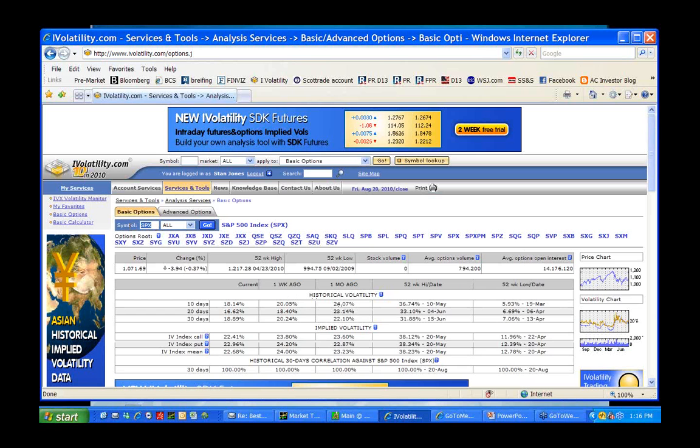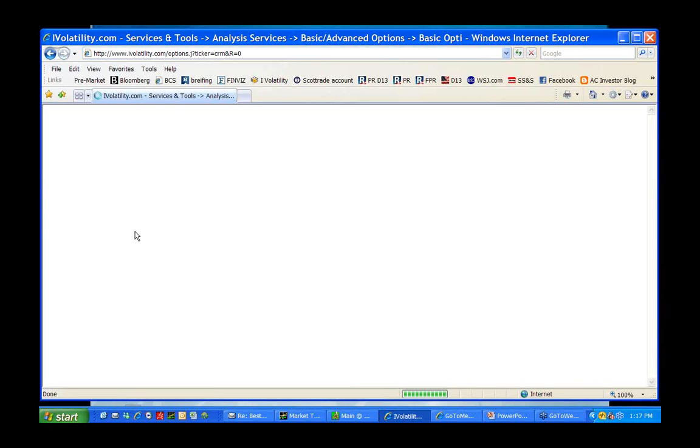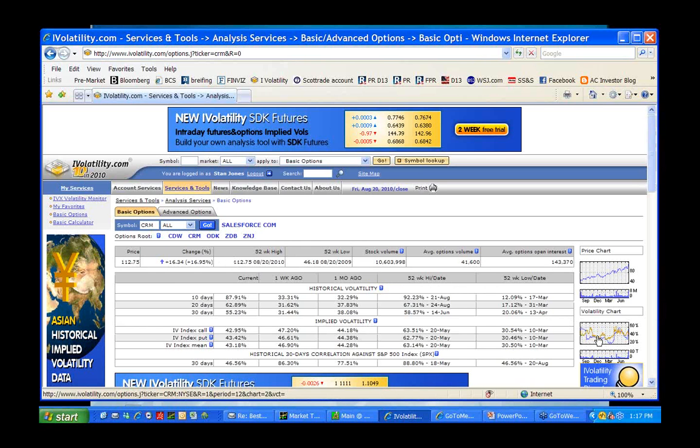And all you do here is put in whatever stock symbol you're looking at. I know Gary's going to talk about CRM. That was a nice move this week. Really nice move. I wish I had listened to you, Gary. I was a little skittish about it. Didn't take it. Could have made 5 times my money. Well, we all make mistakes.